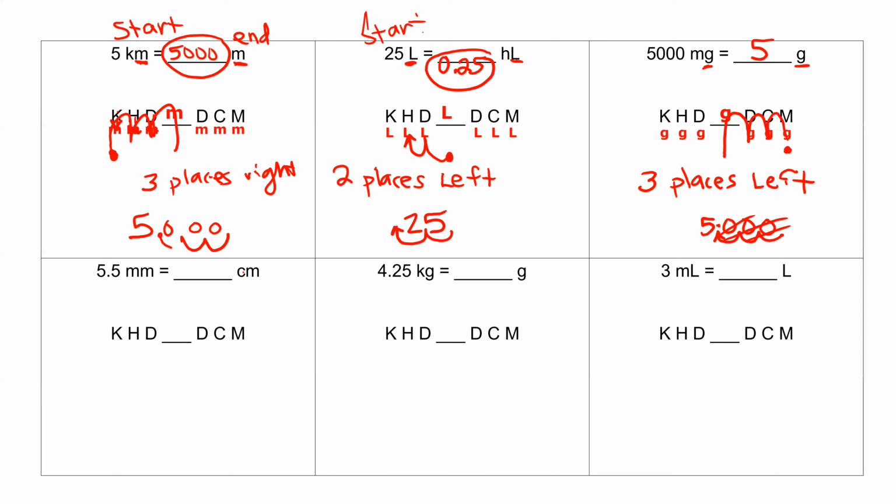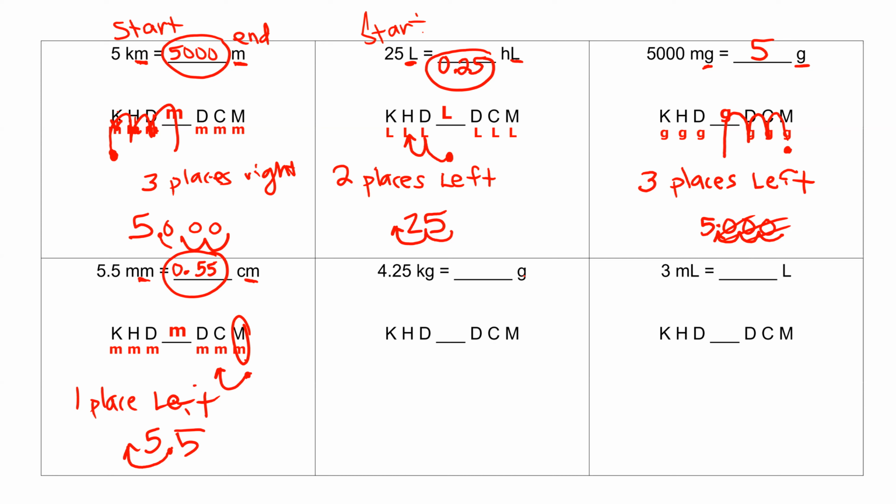Next example, mm and cm. So my base is my meters. That came from those abbreviations, millimeters and centimeters. So I am starting here. And I'm going to end at my centimeters. So it's just one place over. Which direction did we go? We went left. Screen's not writing. So in my number 5.5, I have to move my decimal point one place to the left. And it's already in between those two fives. So I'm going to just move it one place left. And I get 0.55. You could also put 0.55.